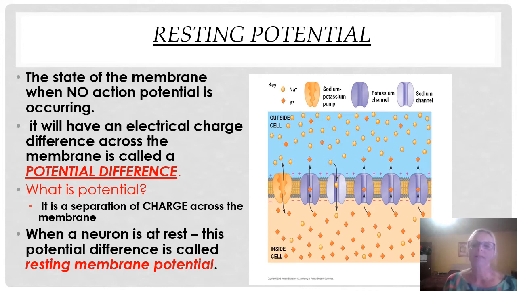So, like I said, we do have some slow leak channels that allow one particular ion to go through at a time, and then we also have that active transport going on, all right? And they're going to go, of course, according to their concentration gradient. A potential is a separation of charge. That means the charge is not equal across the membrane.